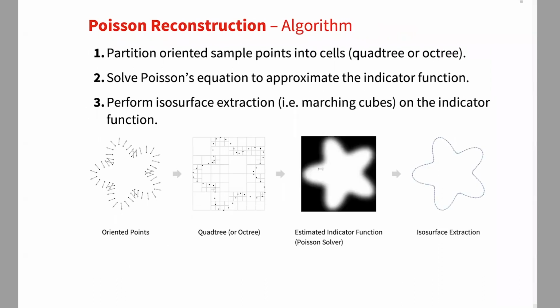Once we have that, we can step through the entire process. Once we have those oriented points, we can partition them using some sort of quadtree or octree. We can then run a Poisson solver on that data structure and have a discrete approximation of our implicit function. And then we can use whatever isosurface extraction you want, like marching cubes, to get the actual curve.